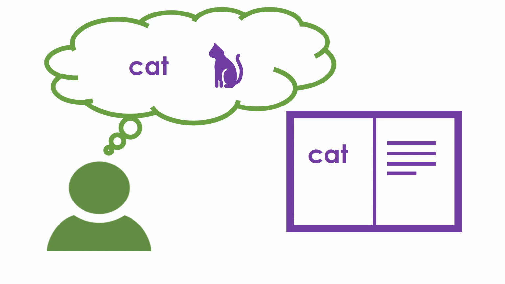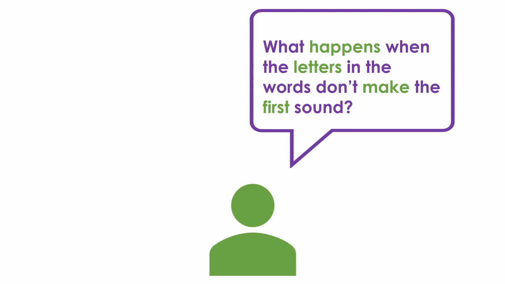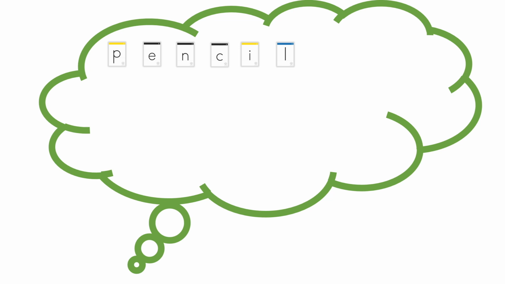What happens when the letters in the words don't make the first sound? Great question. Let's look at the word pencil. The students will see the phonograms and try to connect them to the first phonemes that they make. P, e, n, k, i, l. Pencil. The students are confused because it doesn't connect to a word that they know.